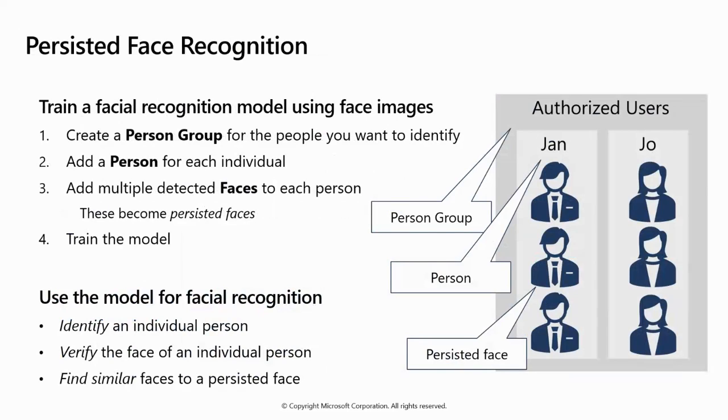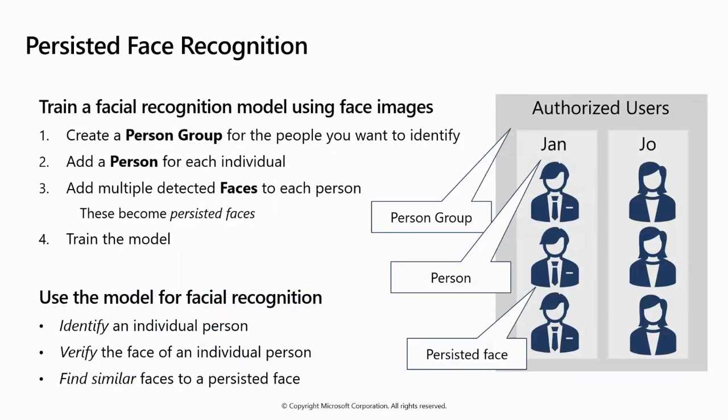The trained module is stored in your face resource, and then the client application can use it to find people in pictures, check to see who a face belongs to, or look at new pictures to find faces that look like an unknown face that keeps showing up.